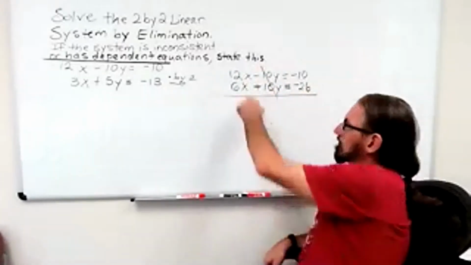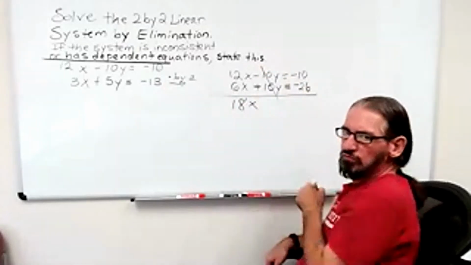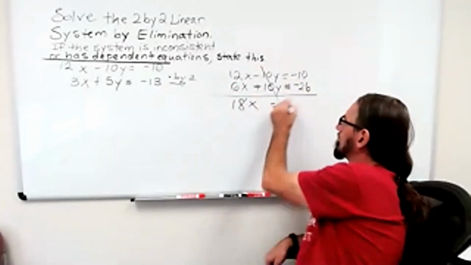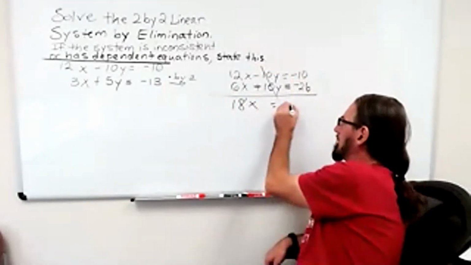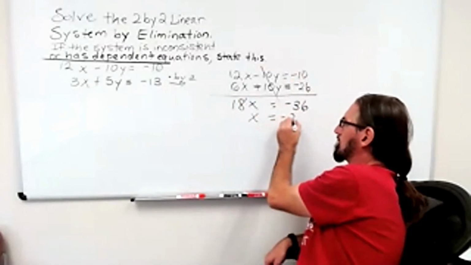Adding the x's, we get 18x. The y terms cancel. And negative 36 on the right. Divide by 18, and x is equal to negative 2.